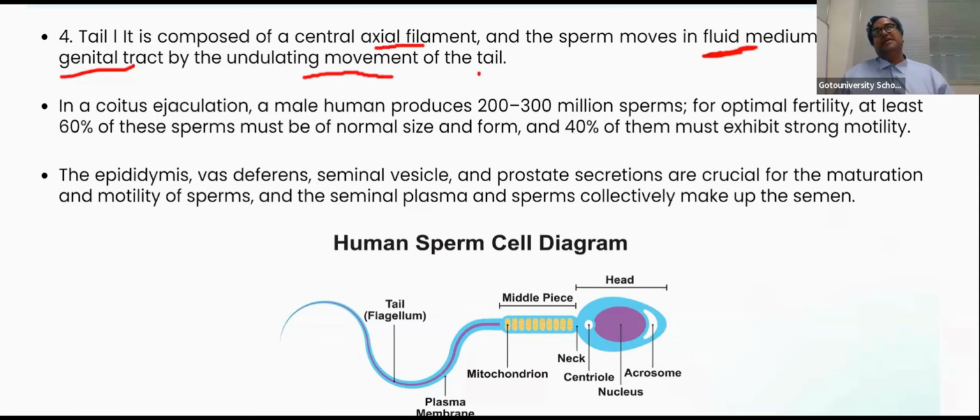The fluid of the female is a secretion of the Bartholin gland that we already narrated for you. In the cervical canal, the Bartholin gland secretions are much more. That makes the sperm mobility happen. In coitus ejaculation, the male human produces this many sperm cells for bringing optimum fertility. Why? Because here 60% of the sperm should have the normal size and 40% of them exhibit a strong mobility.